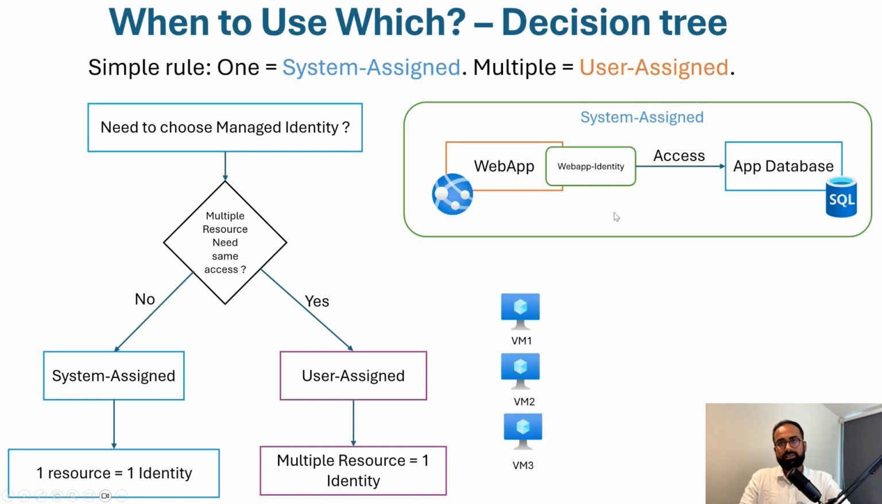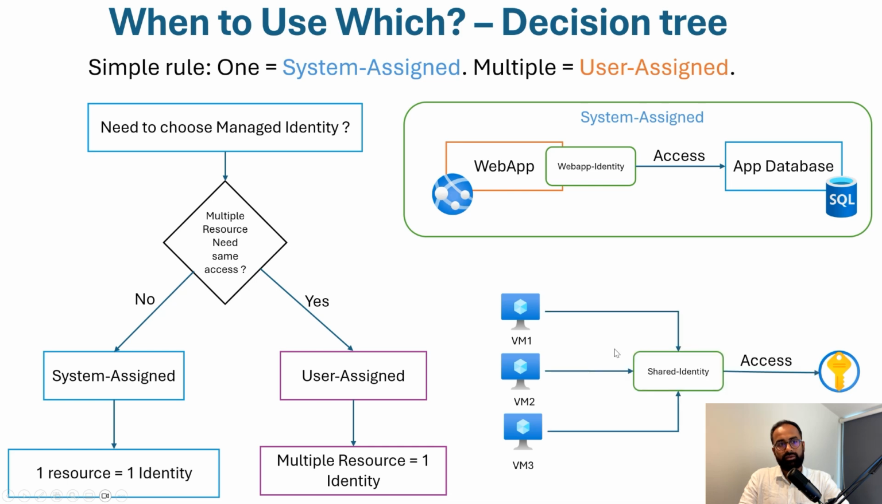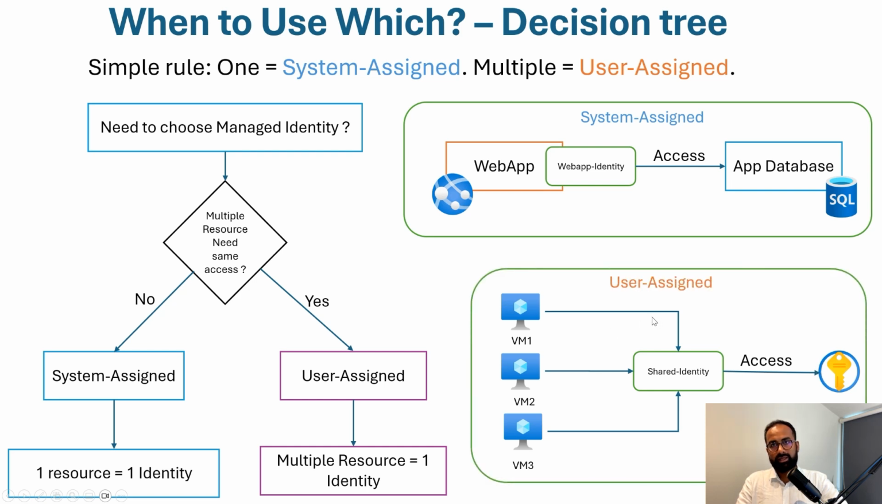Let's understand the second scenario. We have three different virtual machines that need access to the key vault. Maybe it needs to store some information and you want to fetch it. So in this case, we can create one shared identity and give access to the key vault, because multiple resources need the same access to the key vault. And this scenario we call a user assigned managed identity.